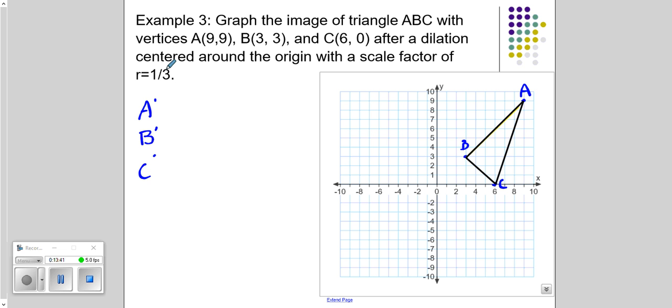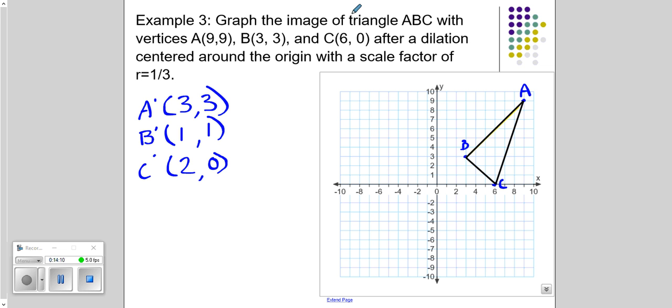And like it said on the last slide, we're going to multiply every single coordinate, both x and y, by our scale factor. So in this case, a third. So if we do a third of 9, that's 3. A third of 9, again, is 3. B prime, a third of 3 is 1. A third of 3 is 1. And then lastly, C prime, 1/3 of 6 is 2. 1/3 of 0 is 0.